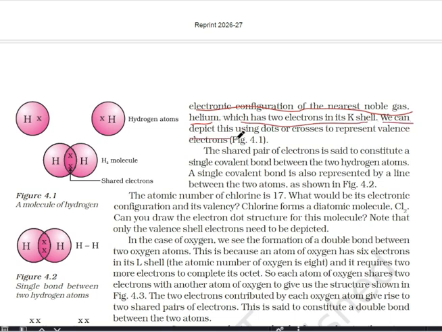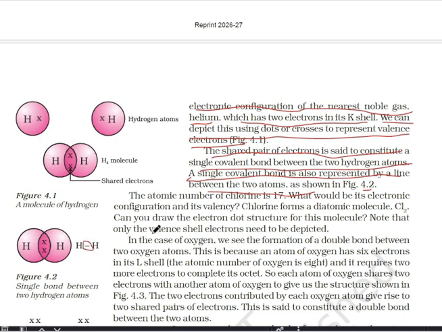We can depict this using dots or crosses to represent the valence electrons. The shared pair of electrons is said to constitute a single covalent bond between 2 hydrogen atoms. A single covalent bond is also represented by a line between the 2 atoms as shown in figure 4.2.